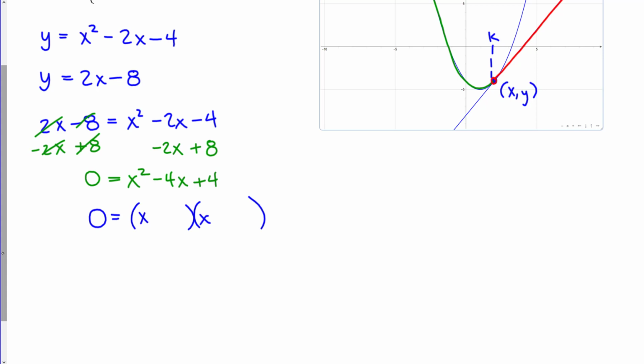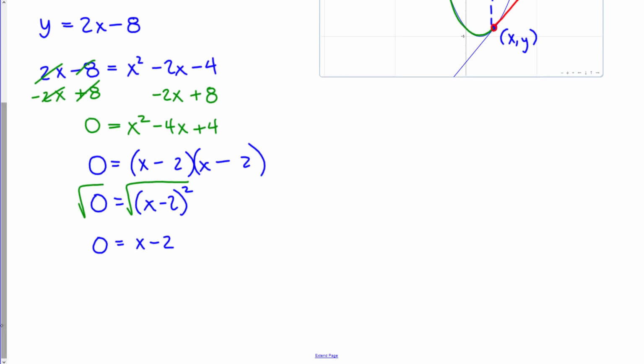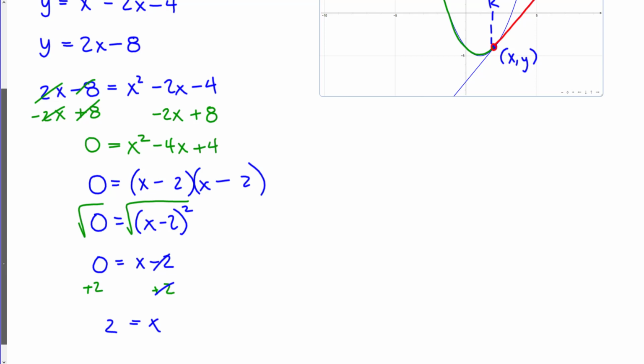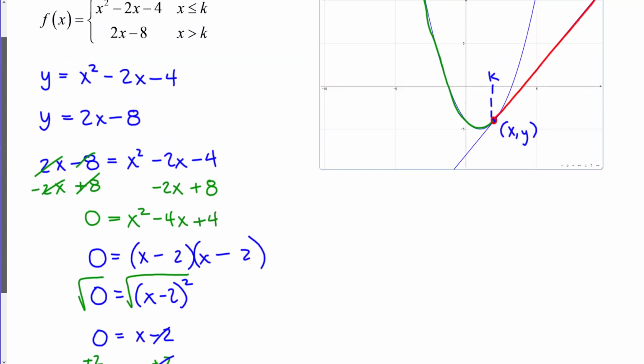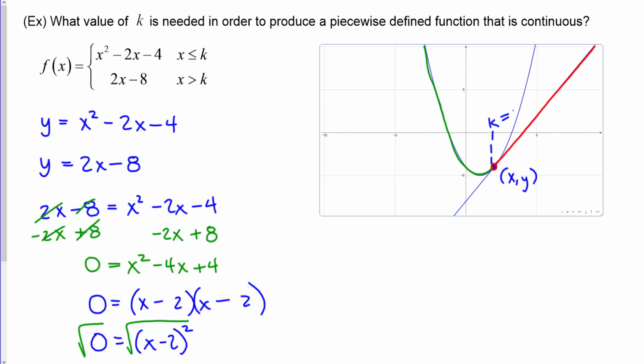And it looks like this should be 2 and 2. If it's negative 2 for each one, that'll be great. So I have 0 equals x minus 2 quantity squared. If I then take the square root of both sides, the square root of 0 is still 0. And I can finish this off by adding 2 to both sides. So if I add 2 here and add 2 there, that cancels, and I get x equals 2. So x equals 2 is the x value where these two functions intersect. So that tells me k would have to be 2.